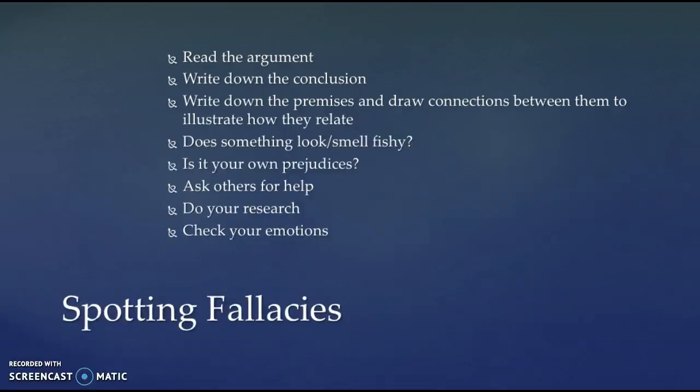I want to end briefly by just stating that there are some steps that you can go through to spot fallacies. Obviously, reading the argument and writing down the conclusions and premises separately and trying to draw on a piece of paper the connections between them can help you recognize the relationship. Then you have to ask yourself, does it look or smell fishy? Do you have prejudices here that will make you read the argument wrong? Ask help from others. Do your research and most importantly, check your own emotions about the topic.